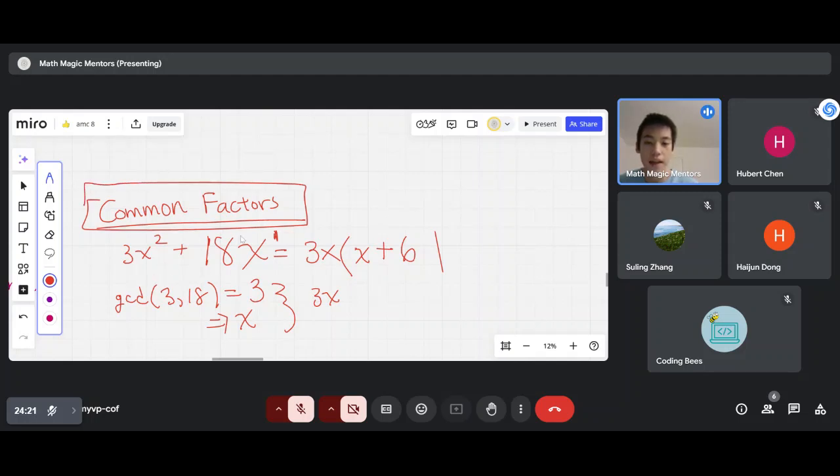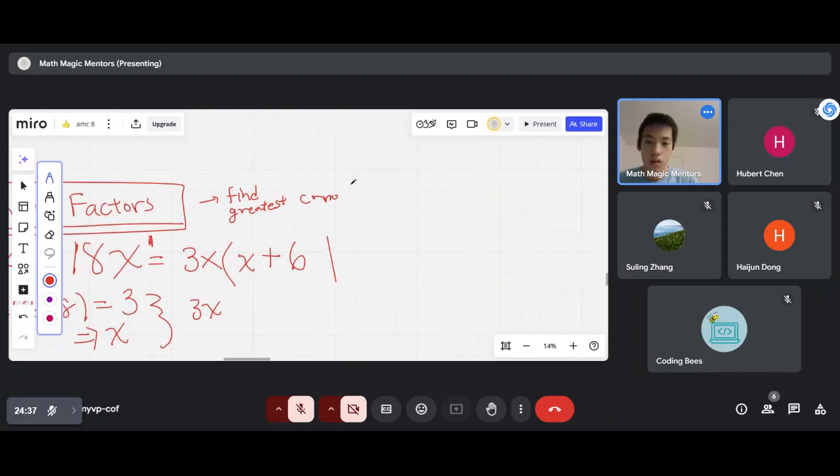We basically find a common factor. We find the greatest common factor.